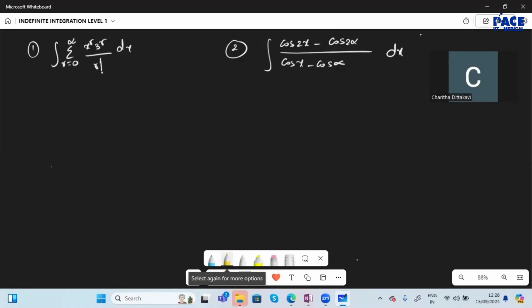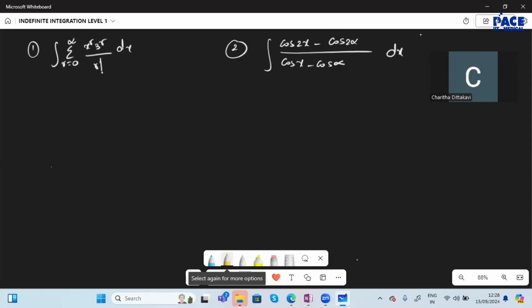Hello everyone. So today we are going to go with the indefinite integration level 1 mains model. So each and every model will be covered in this session. See that you be active in the complete session, concentrate and gear up for the exciting journey of integration with me. Right, so let us go with the first question.